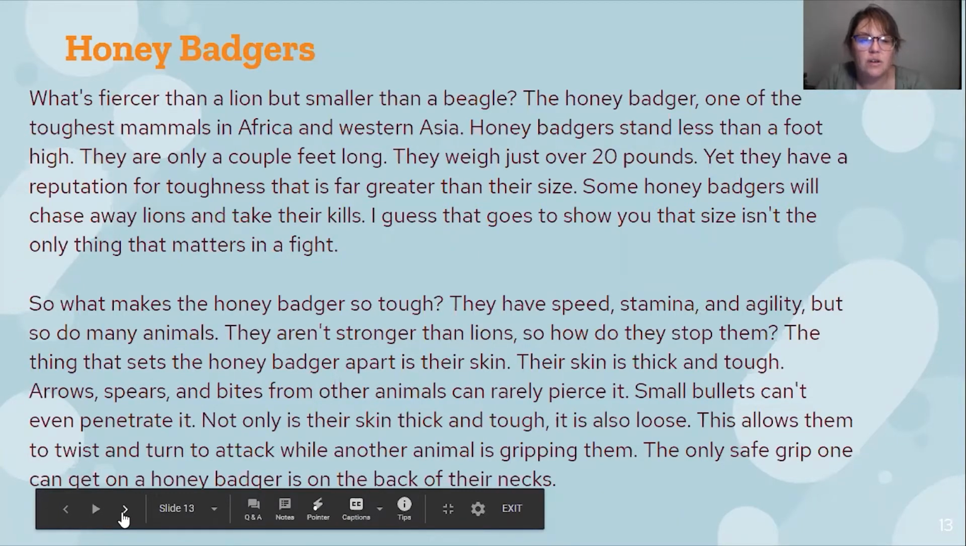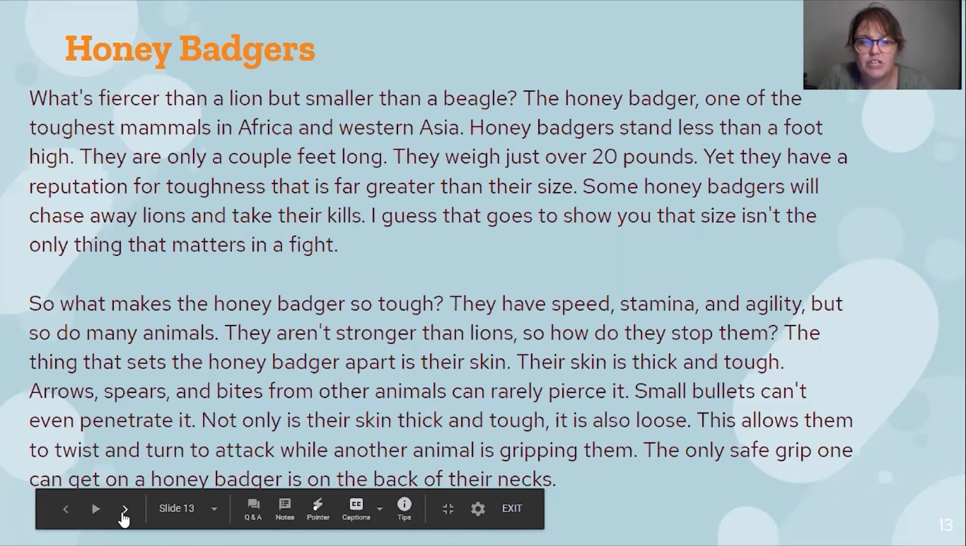Honey badgers. What's fiercer than a lion but smaller than a beagle? The honey badger, one of the toughest mammals in Africa and Western Asia. Honey badgers stand less than a foot high. They are only a couple of feet long. They weigh just over 20 pounds, yet they have a reputation for toughness that is far greater than their size.